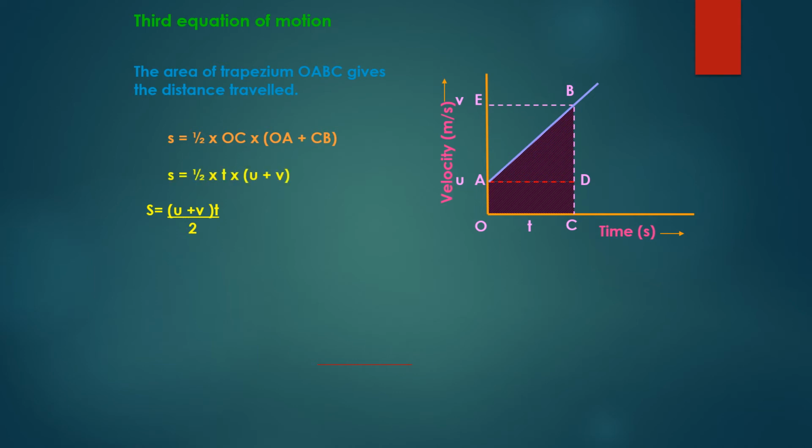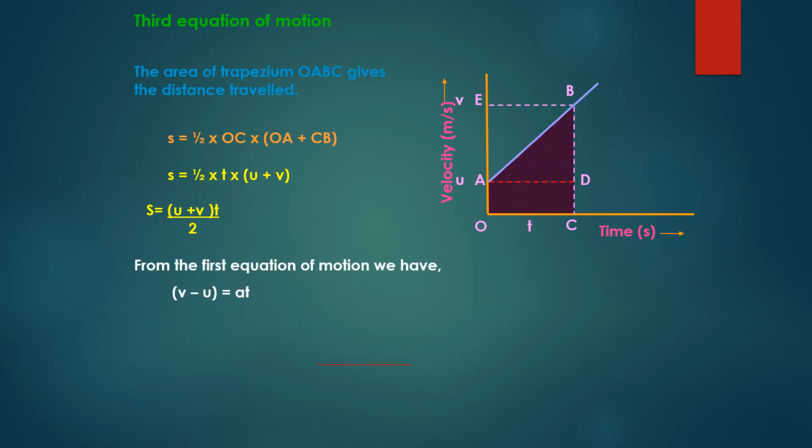We will rewrite it in the formula form. Distance is equal to half into OC, which is t, OA is u, the initial velocity, CB can be written as OE. CB is equal to OE, which is v. So our formula stands as s is equal to half into t into (u plus v). So we can rewrite it as s is equal to (u plus v) into t by 2.